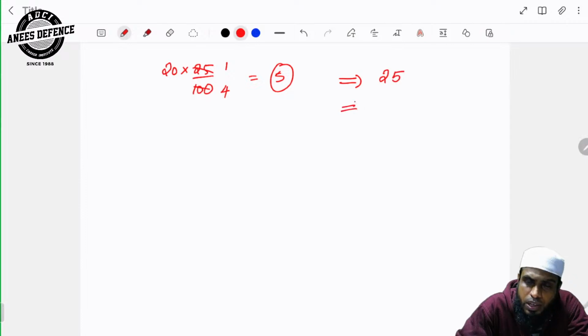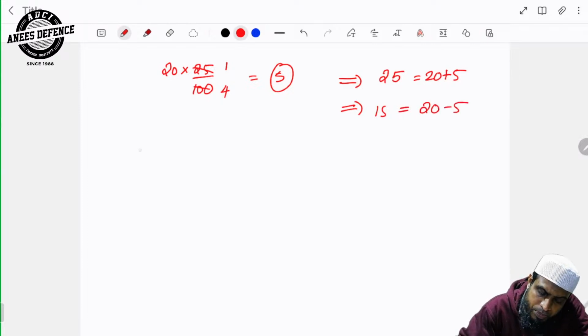The other one is with a loss of 25%, meaning 20 minus 5. This is 20 plus 5, this is 15, that is 20 minus 5. So we purchased both the pens with a total amount of 20 plus 20, 40, and sold them for an amount of 25 plus 15.